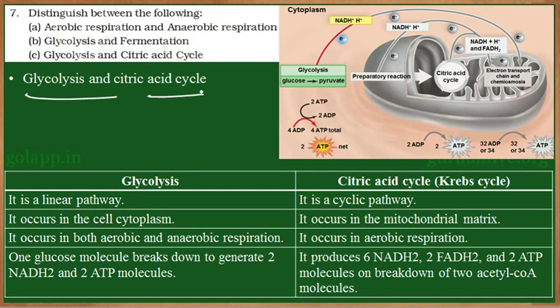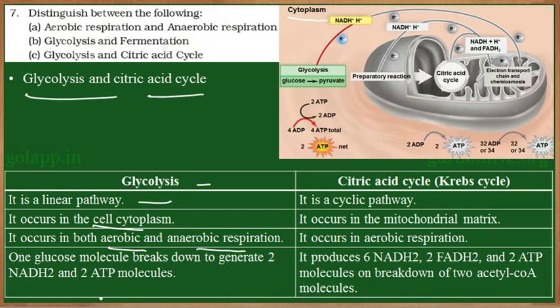Both glycolysis and citric acid cycle are a part of aerobic respiration. Glycolysis is a linear pathway. Here the glucose will be converted to pyruvate and it is a set of linear reactions. It is not cyclic in nature. And this reaction occurs in the cytoplasm of a cell. Glycolysis is a part of both aerobic and anaerobic respiration. Even though in anaerobic respiration oxygen doesn't take part, the first stage of cellular respiration will be glycolysis. So glycolysis is common for both.